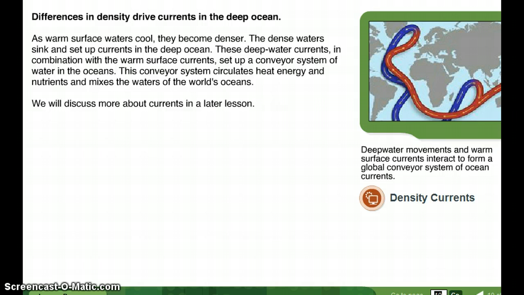Differences in density drive currents in the deep ocean. As warm surface waters cool, they become denser. The dense waters sink and set up currents in the deep ocean. These deep water currents, in combination with the warm surface current, set up a conveyor system of water in the oceans. This conveyor system circulates heat, energy, and nutrients, and mixes the water of the world ocean. We will discuss currents in a later lesson.